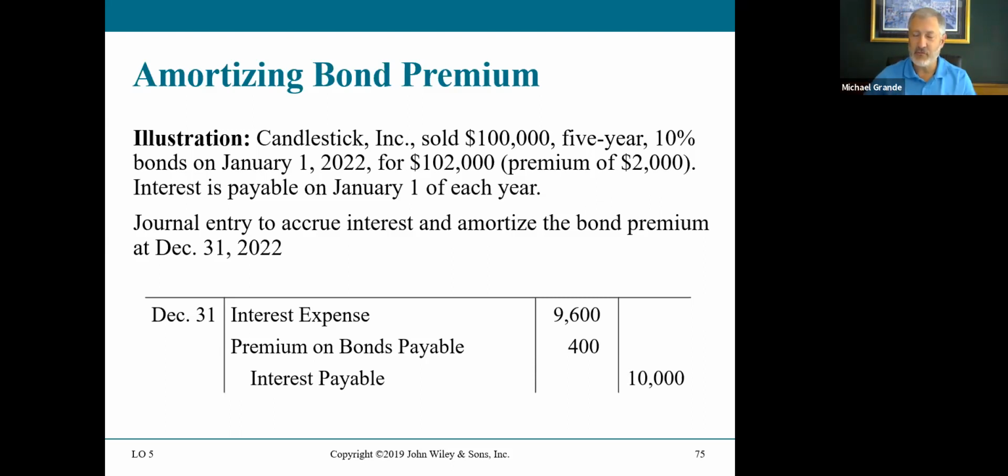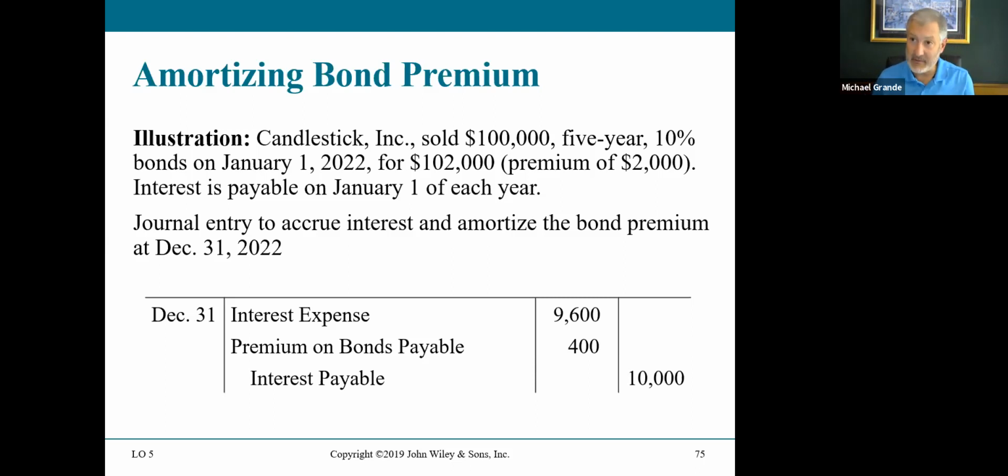So let's look at this journal entry. They're still going to pay out the contractual interest at 10% times $100,000. They're going to have a payable at $10,000. That's the credit. That's the easy part. You also know that you need to bring down the balance of the premium. The premium had an initial credit balance. In order to bring it down, you're going to debit it. You're going to debit the premium for $400.